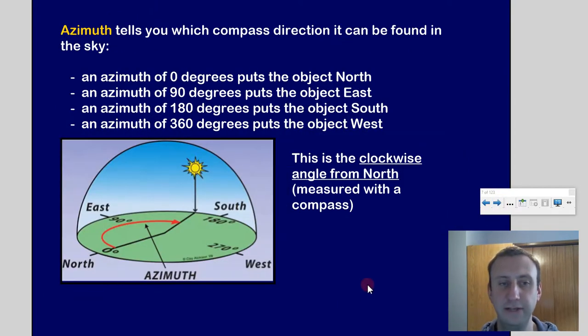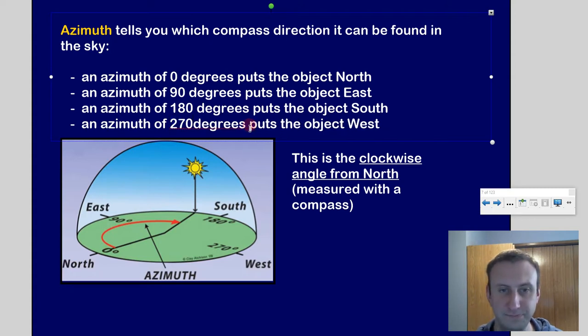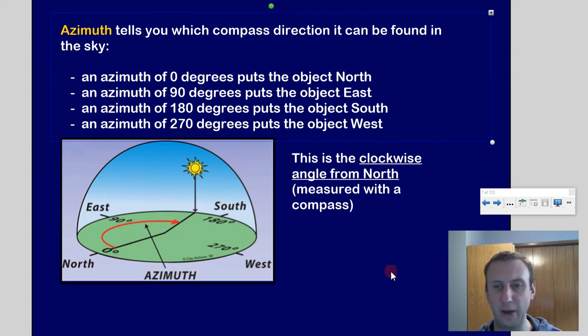Okay, so let's get into this a little bit more. Azimuth tells you which compass direction it can be found in the sky. So an azimuth of 0 degrees would be exactly north. If you go 90 degrees clockwise from north, you're going to end up at east. So an azimuth of 90 degrees would be east. If we go 180 degrees, well, then we're south. And if we go 270 degrees, that would put us at west.